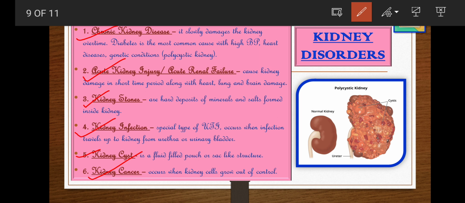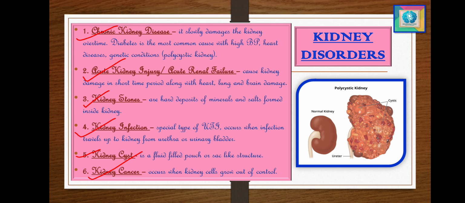If we talk about the symptoms of kidney cancers, they are blood in the urine, pain in the flanks, back, or abdomen, a lump or swelling in the flanks, unexpected weight loss, fatigue, pale appearance, or loss of appetite. So, this was all about the different kidney disorders which a patient mainly suffers from.